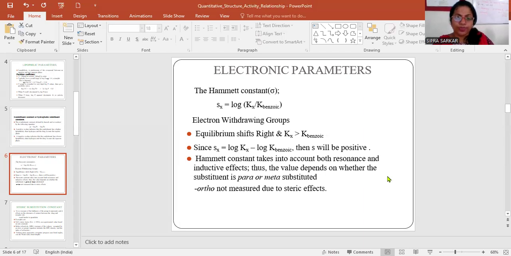So if sigma is positive, then the Hammett constant takes into account both resonance and inductive effects. Thus, the value depends on whether the substituent is para or meta. That means the Hammett constant will tell whether the drug will be a para substituent or meta substituent. Suppose any drug has a nitro group. If the drug has a higher Hammett constant value, then the nitrobenzene or the toluene will be meta-directing or para-directing. As a result, they will have a good effect. But if it is ortho-directing, there will be more steric effects, so that the drug may not be active. You know the enantiomers of the drug, some of the enantiomers are required. So that depends on this Hammett constant.